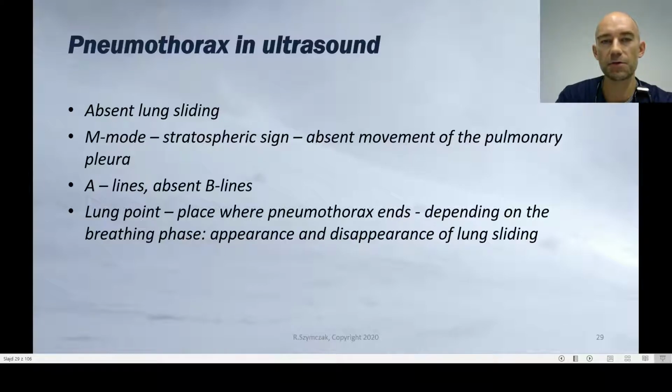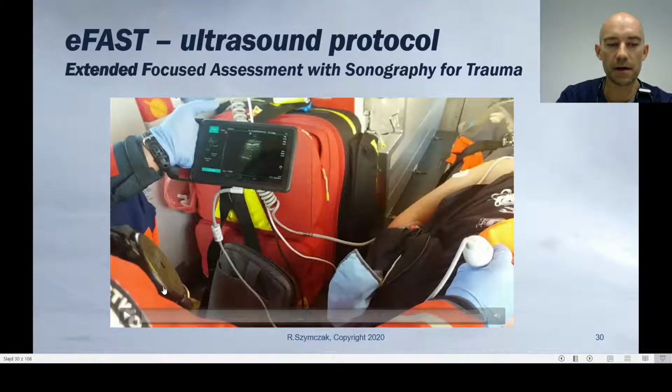So what are the signs of pneumothorax in ultrasound? The absent lung sliding, just to summarize. In M mode, stratospheric sign or absent movement of the pulmonary pleura. You would see the A lines, no B lines in pneumothorax, and you should search for the lung point. So it's a place where pneumothorax ends, and it depends on the breathing phase where it is. So it appears and disappears during the inhalation.